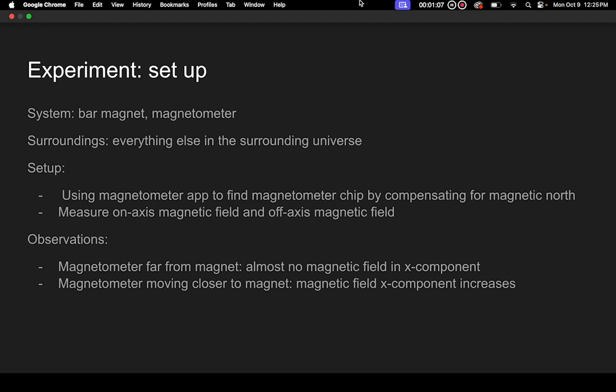To set it up, you would first use the magnetometer app to find the magnetometer chip by compensating for magnetic north. Then you would measure the on-axis magnetic field and the off-axis magnetic field. The observations were that when the magnetometer was far from the magnet, almost no magnetic field was in the X component. However, when the magnetometer was moving closer to the magnet, the magnetic field's X component increased.